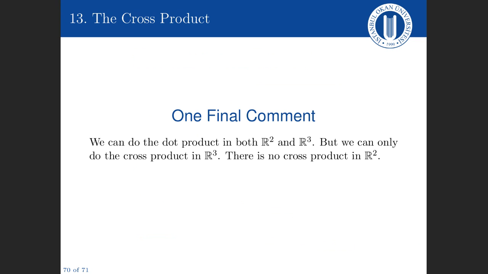One final comment before I finish. Dot product we can do in both two-dimensional space and three-dimensional space. Let me warn you, there is no cross product in R2. To be able to do the cross product, we need to use our left hand. We need to hold our left hand up, use our fingers to decide on the direction of u cross v. We can only do this in three-dimensional space. We can only do the cross product in three-dimensional space. We cannot have a cross product in two dimensions.